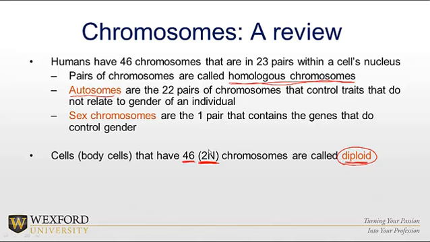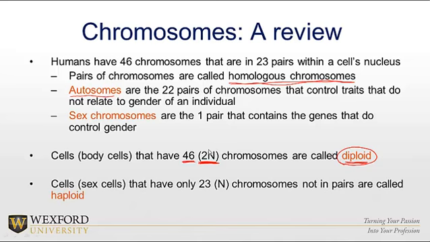When we're looking at the sex cells, the sperm and the egg, right? They have the haploid number of cells.